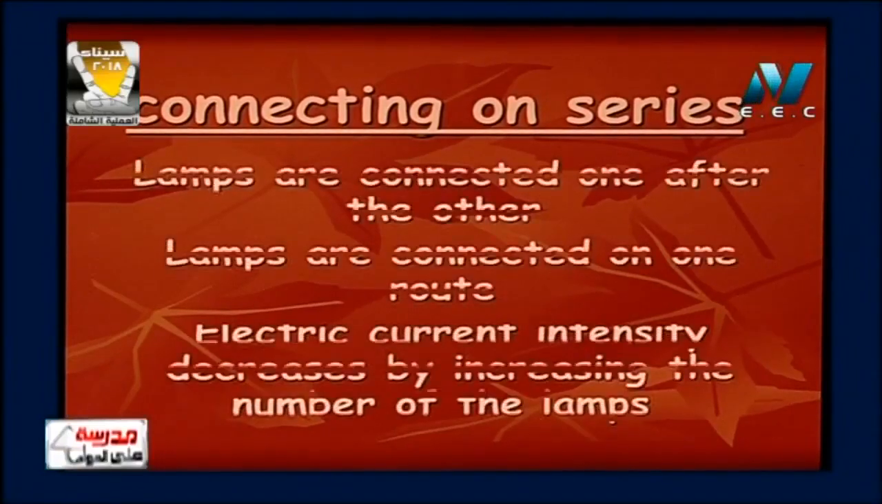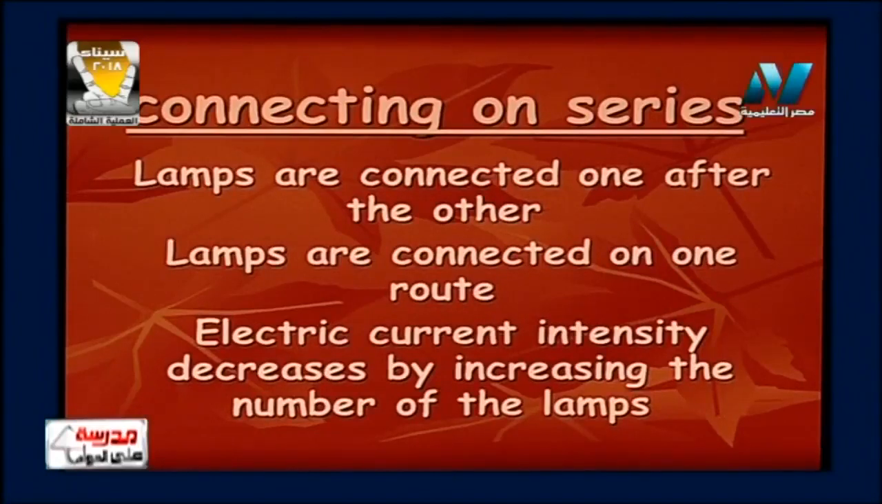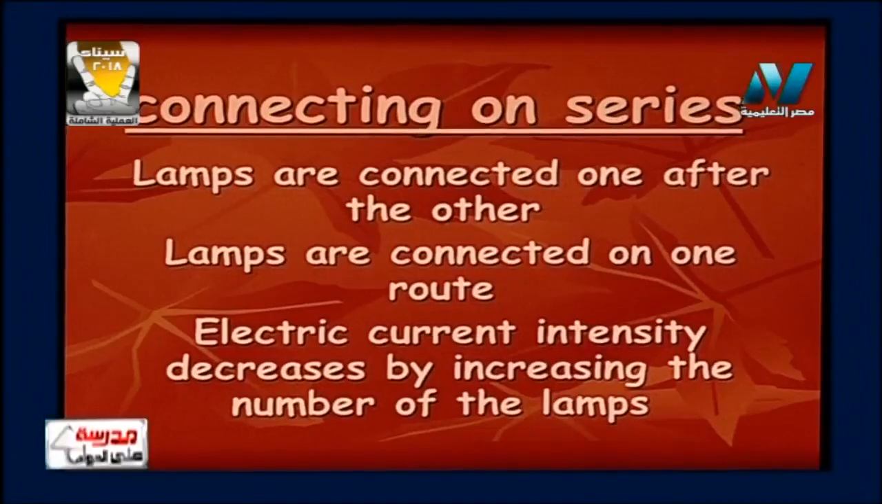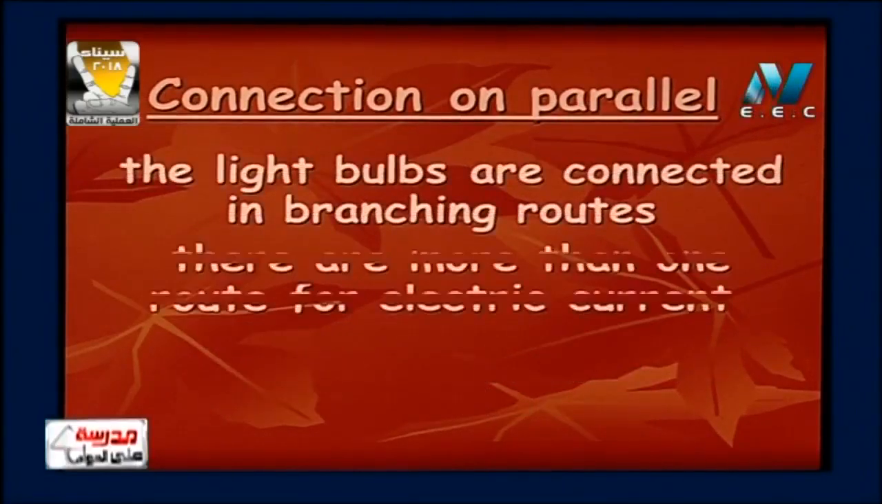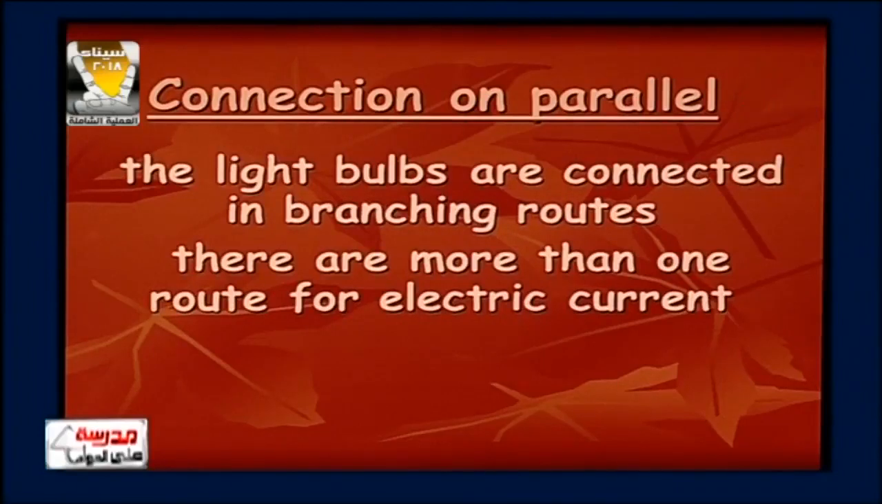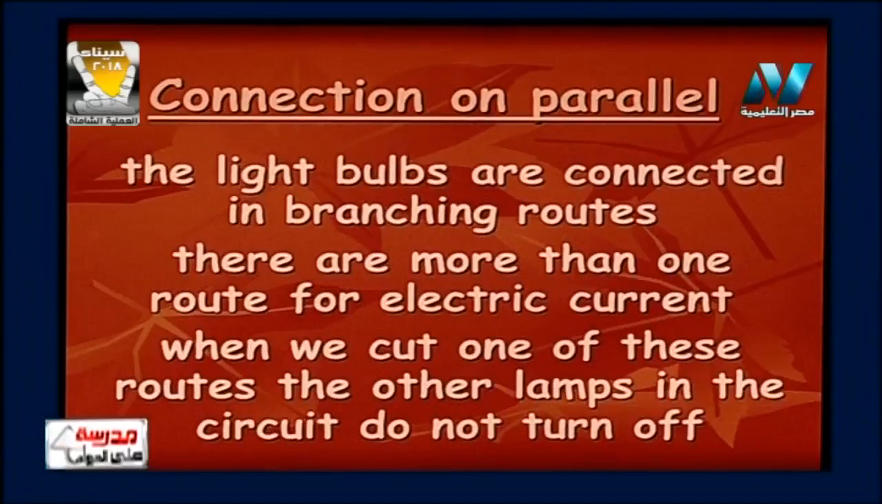The question says what's meant by connection on series. Lamps are connected one after the other or lamps are connected in one route. So electric current intensity decreases by increasing the number of lamps. Here I made more than one definition for connecting on series. So now let me have a definition for connected on parallel. Light bulbs are connected in branching routes, and also there are more than one route for the electric current, and also when we cut one of these routes the other lamps in the circuit don't turn off.